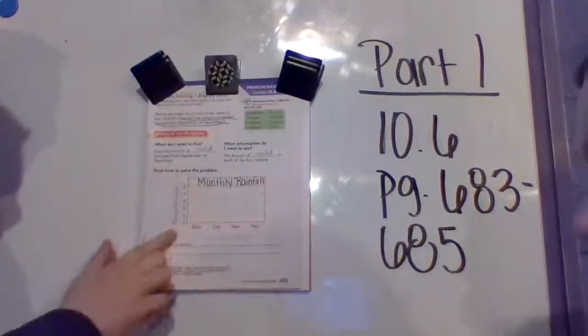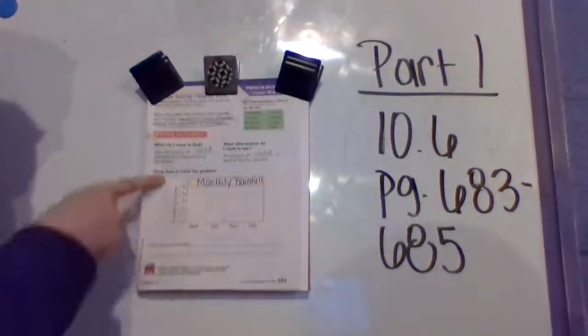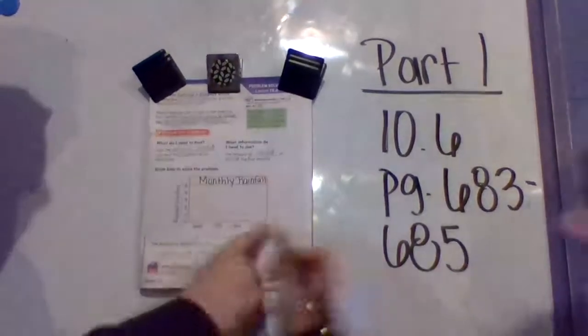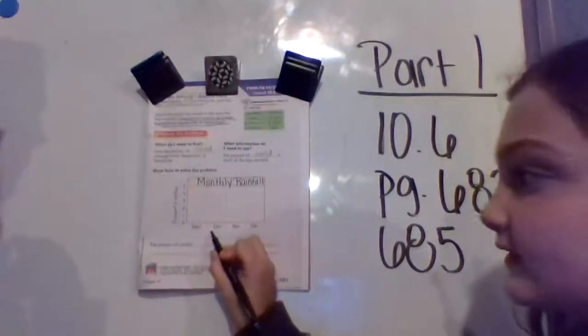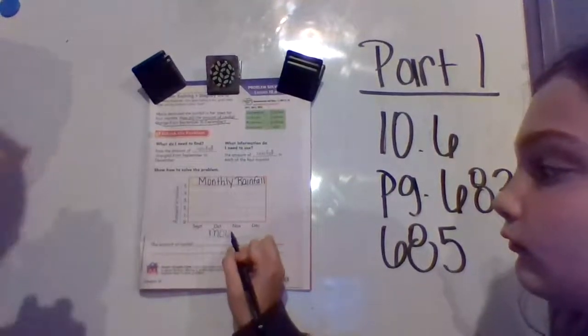Okay, and now we're going to fill in the labels of the y-axis and the x-axis. So they did this for us. It says amount in inches. So these would be the inches on this side. And the bottom, what are those, Riley? Month. So we're going to label that months. All right, now we can fill in the bar graph.